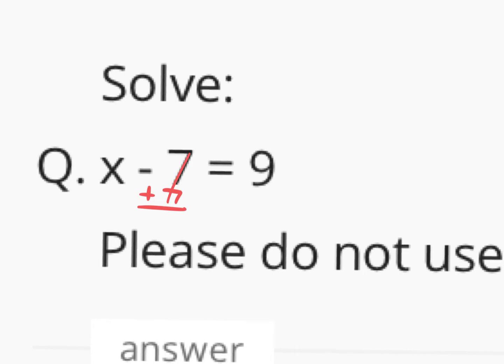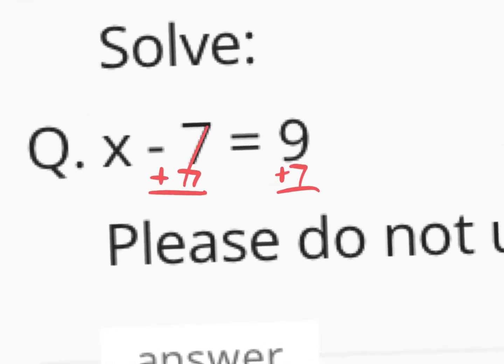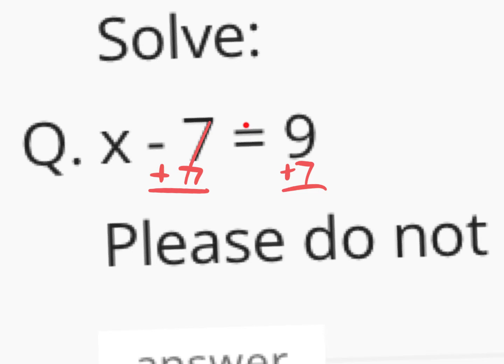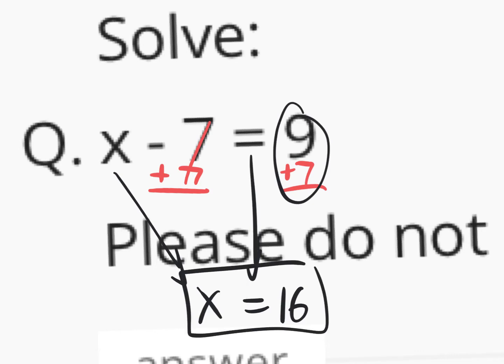However, if you added 7 to the left side, it got heavier. You need to maintain balance by adding 7 to the right side as well, and that'll bring it back to balance, right? So you got to keep the equality. What you do to one side, you must do to the other. So there is your answer. The x comes down. 9 plus 7 is equal to 16. So x equals 16 is the correct answer for number 1.